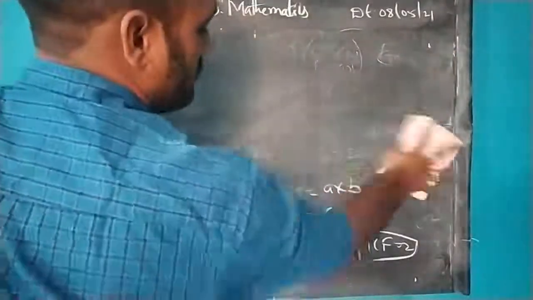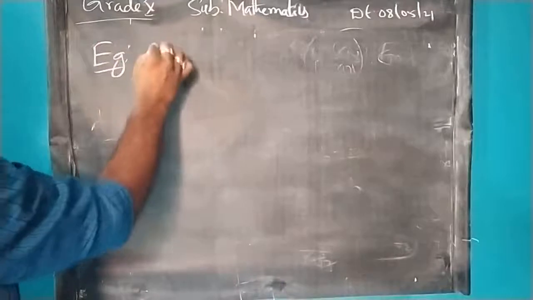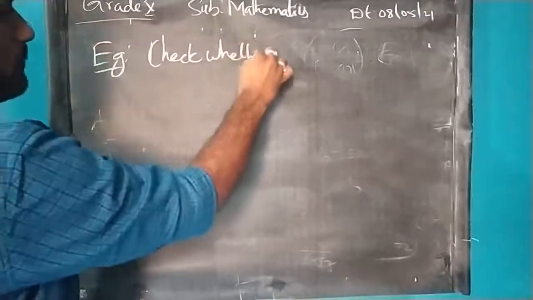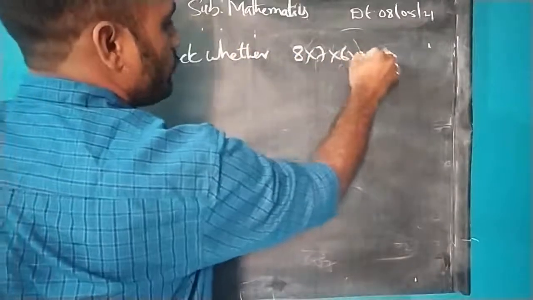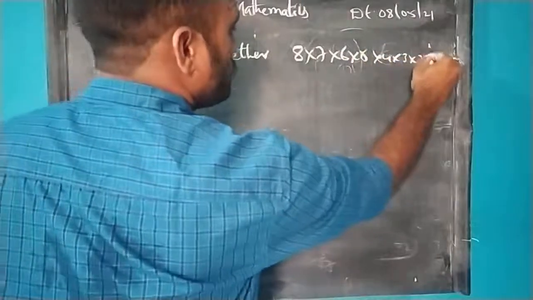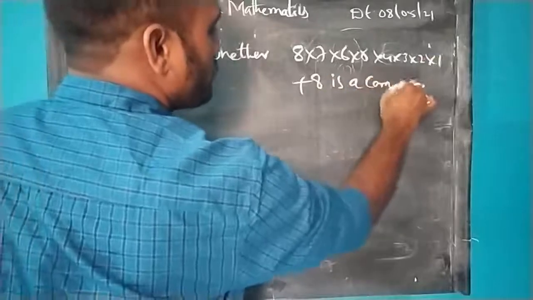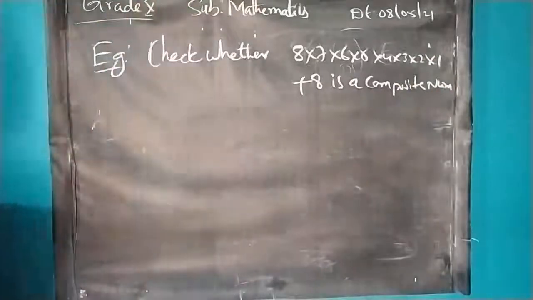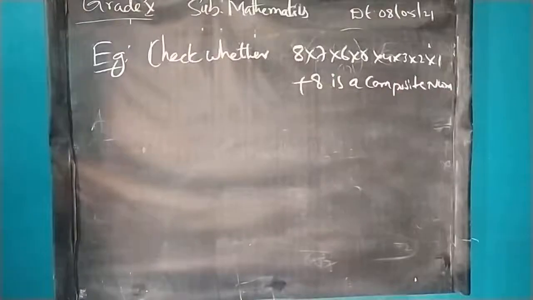Next. Generally we have now used the fundamental theorem of arithmetic. So we'll see one question based on this. Example. Check whether 8 into 7 into 6 into 5 into 4 into 3 into 2 into 1 plus 8 is a composite number. So this is the question. The question may be anything, but I'm talking about how to prove that it is a composite number.